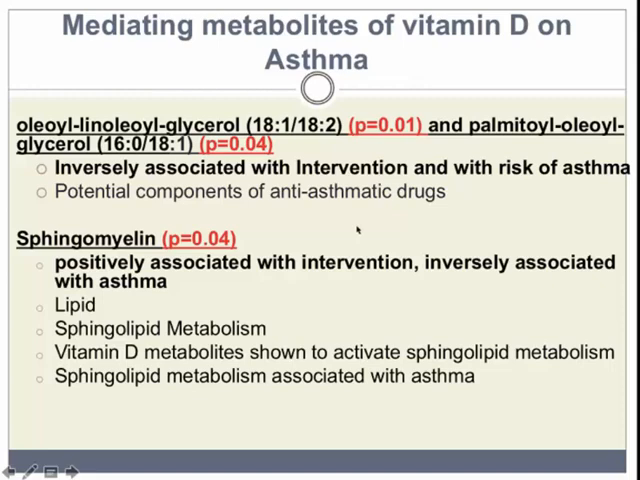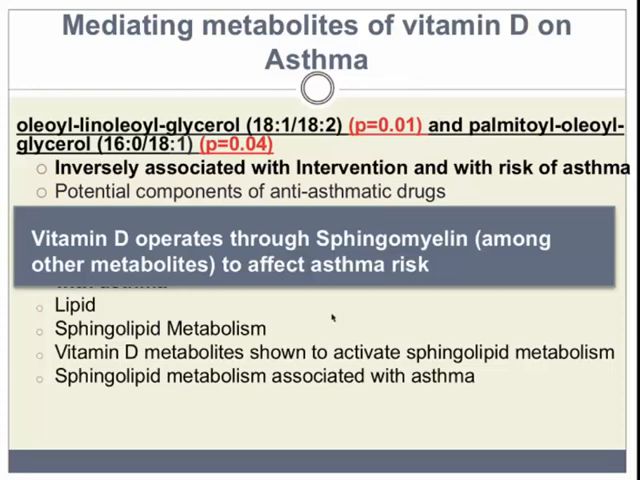We have some of these glycerols, and then we also have sphingomyelin. And sphingomyelin was something that really was of particular interest because it's located in the Sphingolipid pathway, and there are many other reasons to believe that that pathway is important for asthma. And I will get onto this a little bit later in the talk.